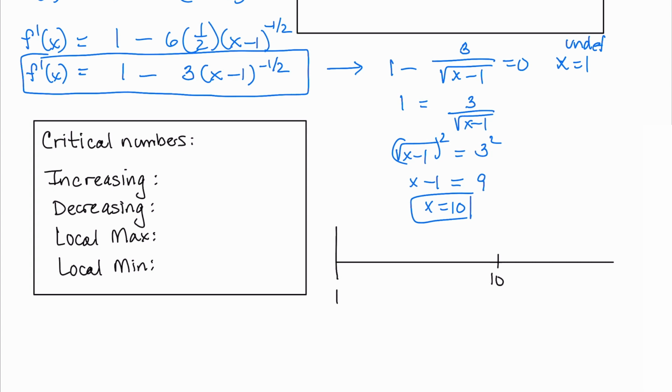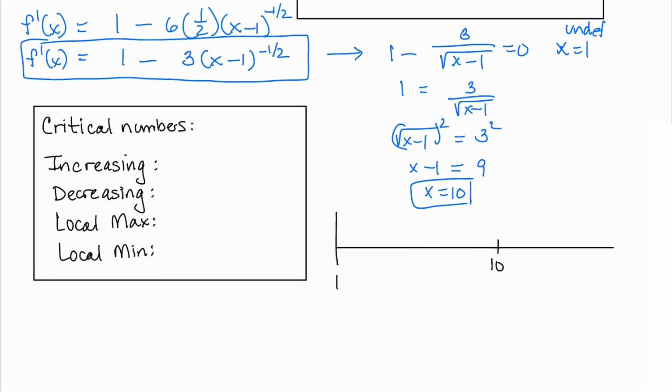So looking at our derivative again, f prime of x is 1 minus 3 over square root x minus 1. So I'm going to pick values of x so that when I subtract 1, I get a nice square root. So I notice that when I pick x equals 5, I end up with the square root of 4.